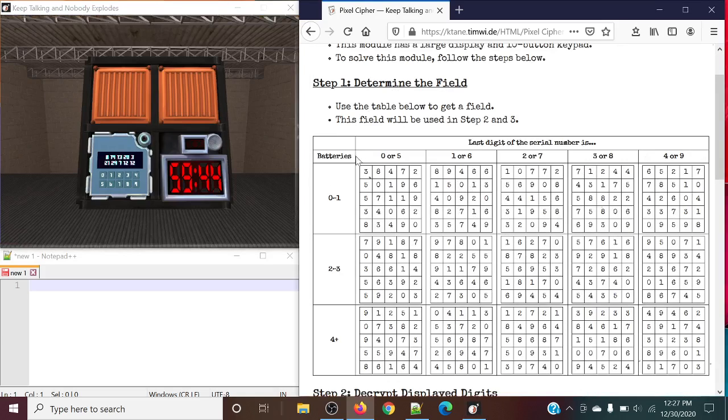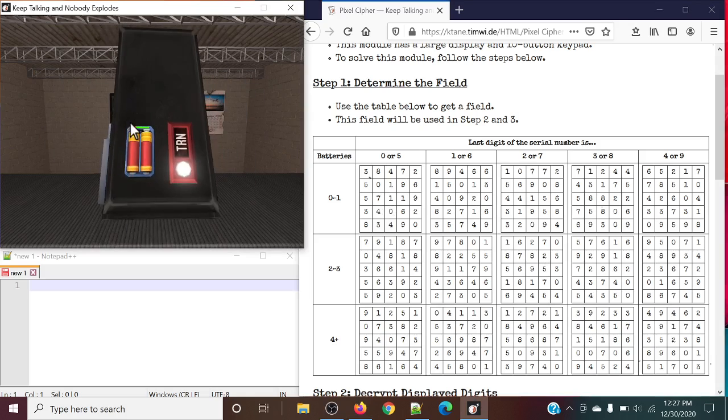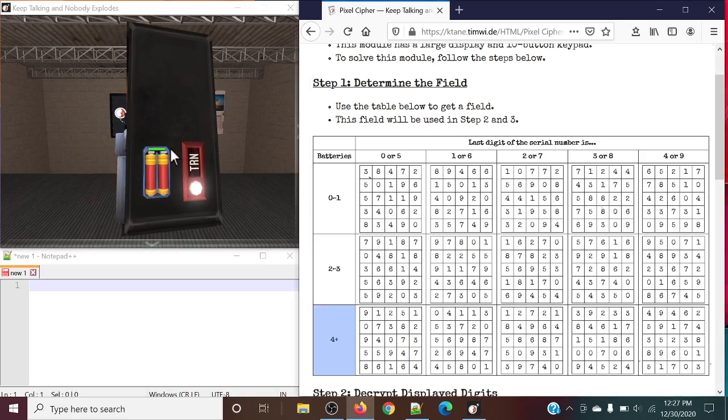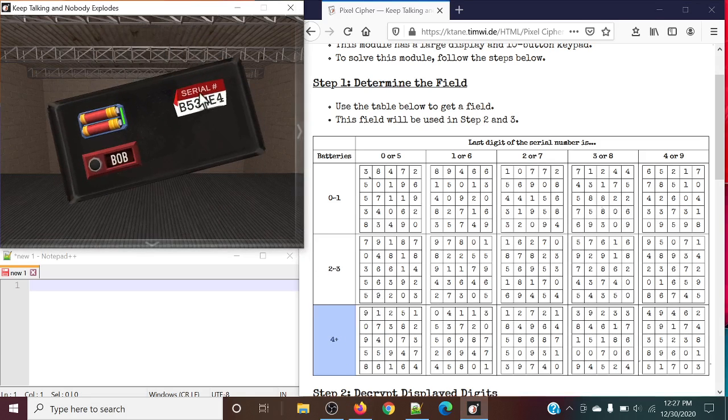So the first thing that we need to do before we grab any information on the module is figure out what field we're going to be using for our numbers. Firstly, we're going to look at the number of batteries we have on the bottom. We have 4 in this case. So we go to 4 plus, and the last digit of the serial number is indeed a 4. So we're going to use 409, and this is the grid that we're going to be using right there, this bottom right corner.